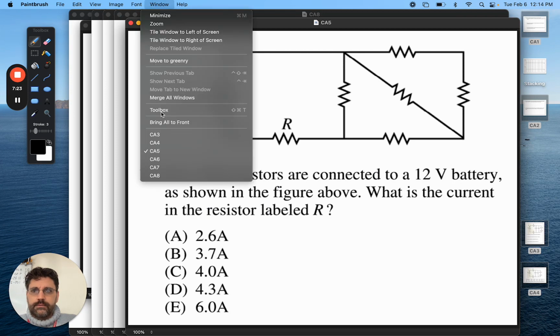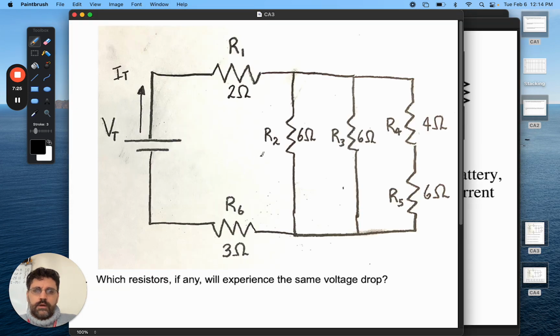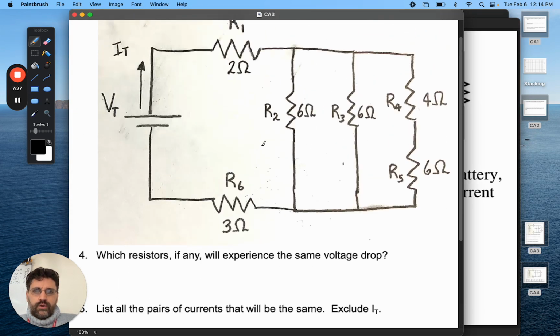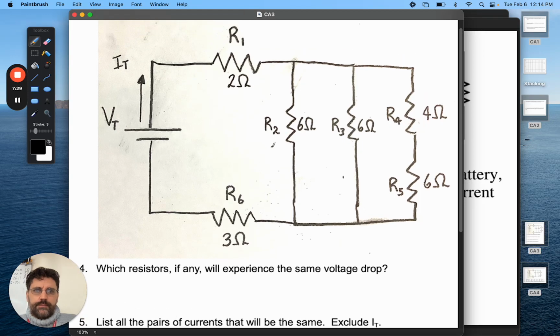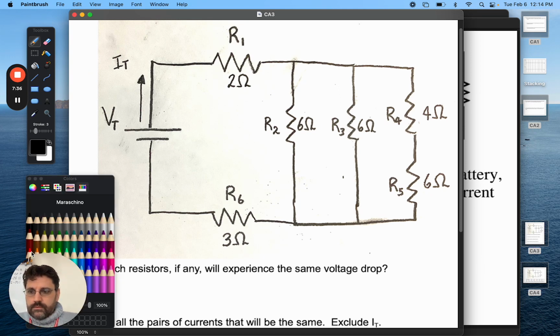Next part. So, which resistors will experience the same voltage drop? This one, you know what, I'm going to change colors here. I think I just changed colors. We're about to find out, though.